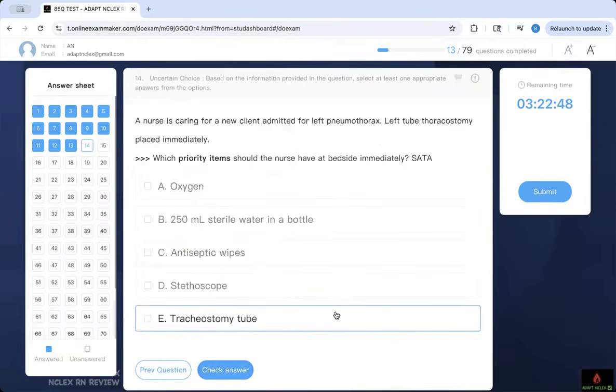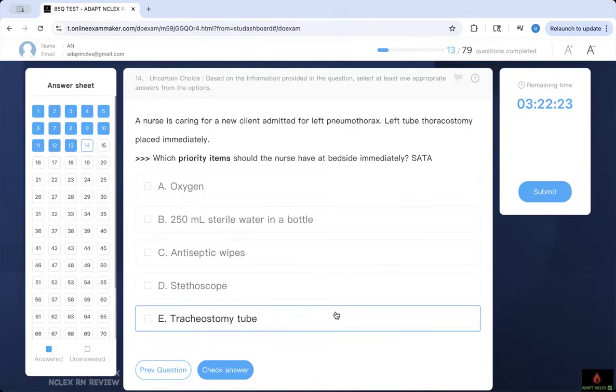This is physiological adaptation. We have changed and we have moved. So change your mind. Think about what is going to happen to every patient and think about what you need to do to help them. Patient has chest tube. What should you have? Oxygen, 250 ml of sterile water in the bottle, antiseptic wipe, stethoscope, and tracheostomy tube. What do you think? Put your answer in the comments.